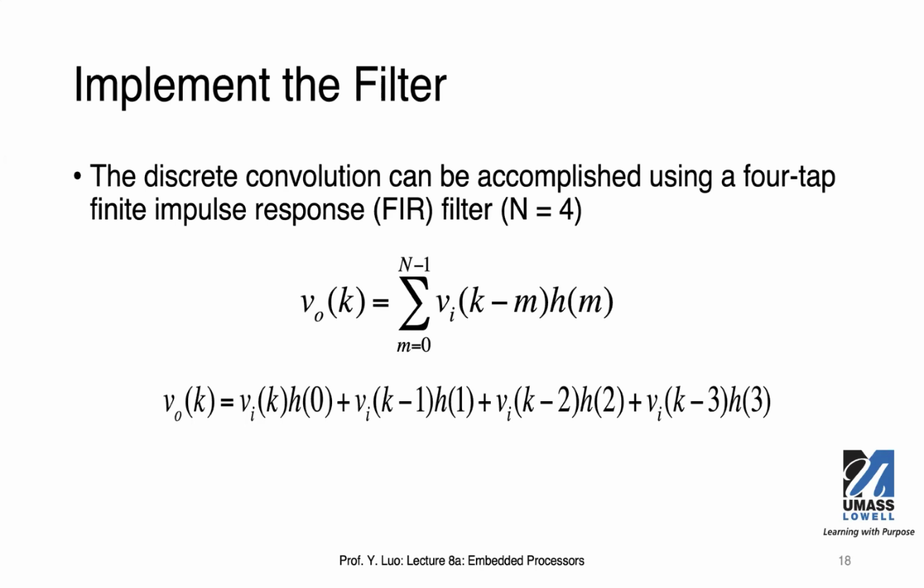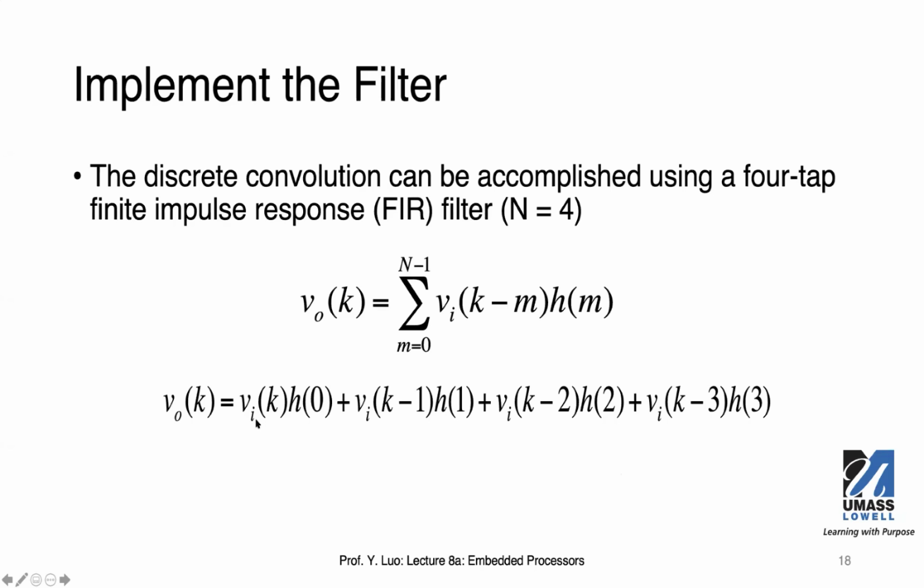And then we can implement this using the so-called finite impulse response filter. And in this case, we chose capital N to be 4. That means we're going to use a 4-tap finite impulse response filter. You will see shortly what 4-tap means. But essentially, mathematically, you can see that we are using the past 4 samples to calculate the value of the output.